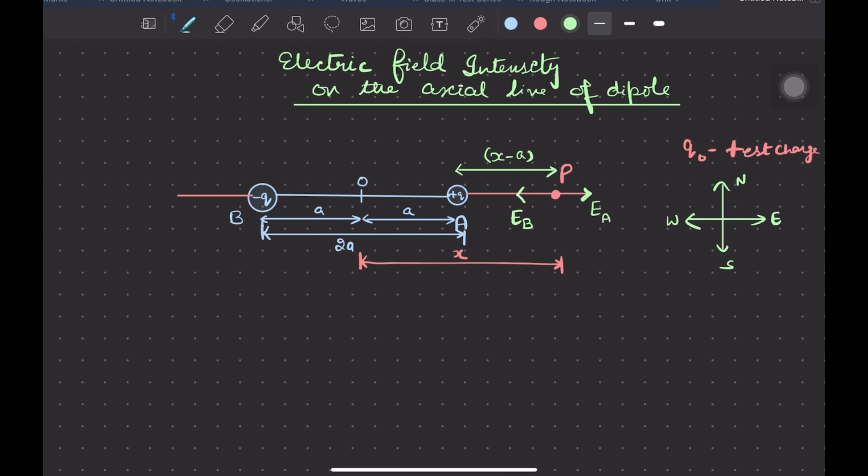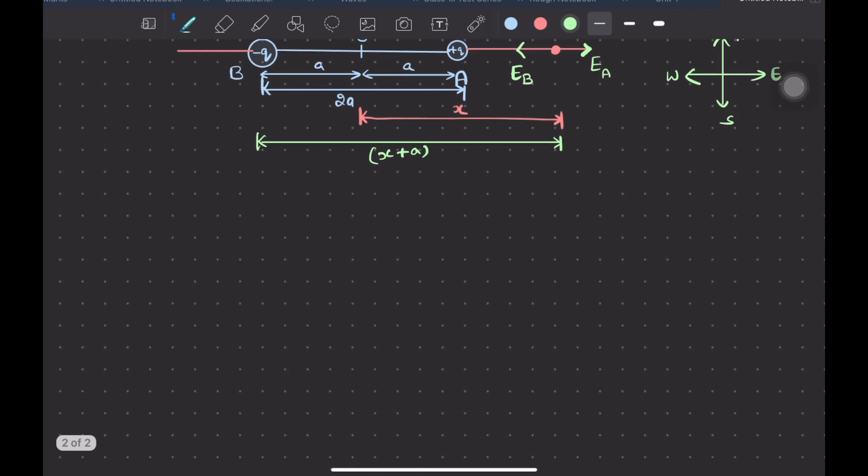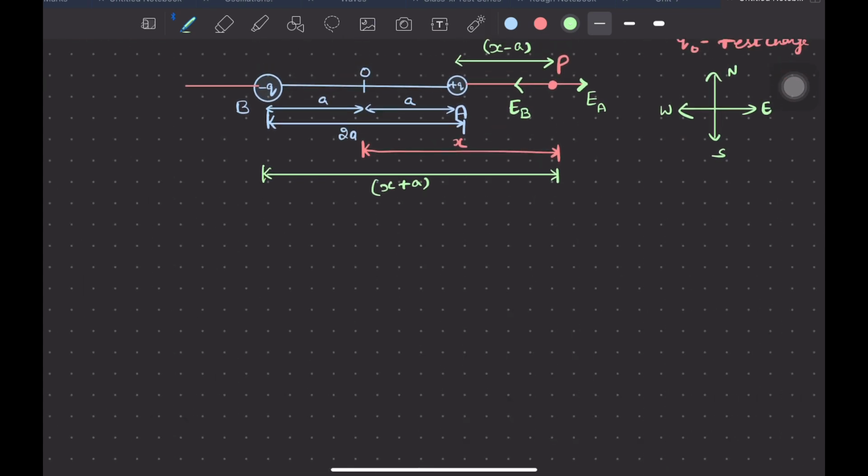Similarly, I want to find the distance of point P from point B. We already have the distance from the center to point P, that is x, and we already know the distance from the center to point B is a. That is why the distance from B to P will be x plus a. I hope you have understood this concept. So let me mark this distance. It is very important for you to know the diagram, because the further approach is quite easy, and we will continue using the diagram.